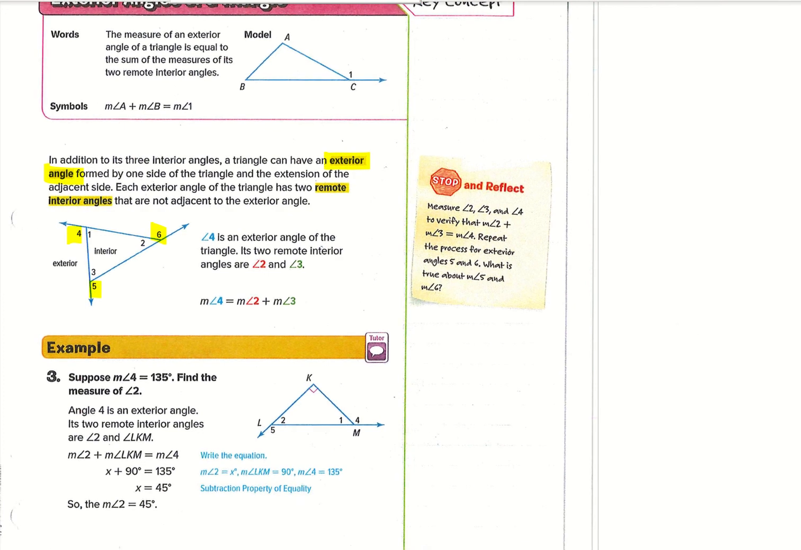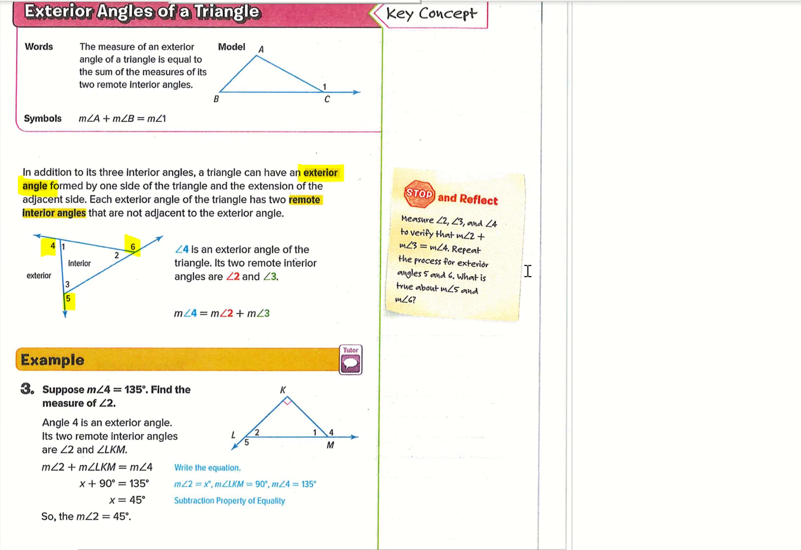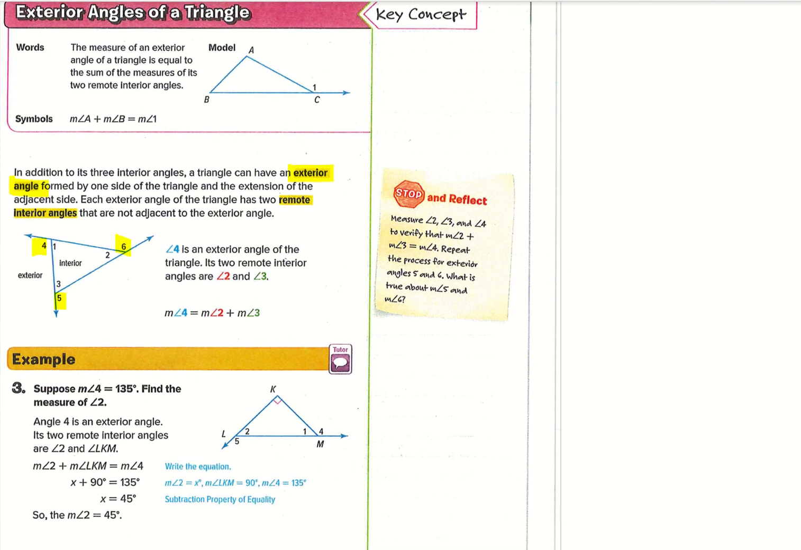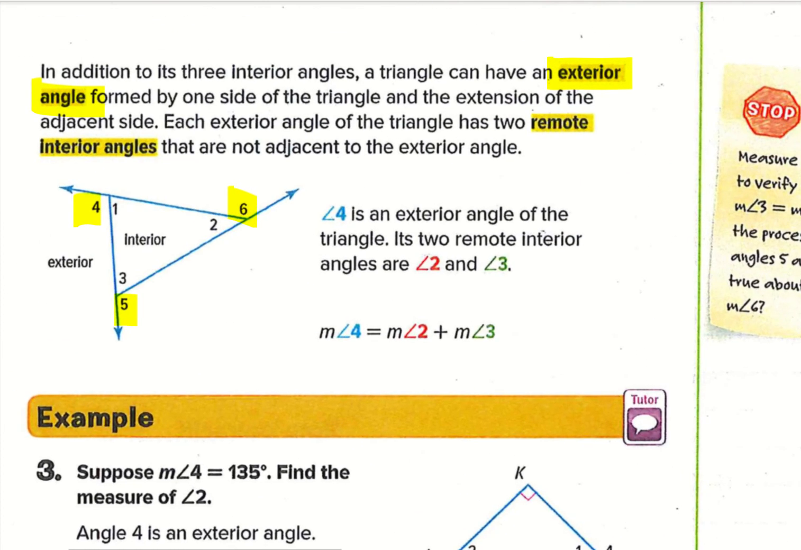All right. Now, the exterior angles are also a little bit cool because the exterior angles are the same thing as the 2 remote interior angles added together. All right, so remote interior angles basically can add together to equal the opposite side's exterior angle. All right, so good. This one is a good example of this.